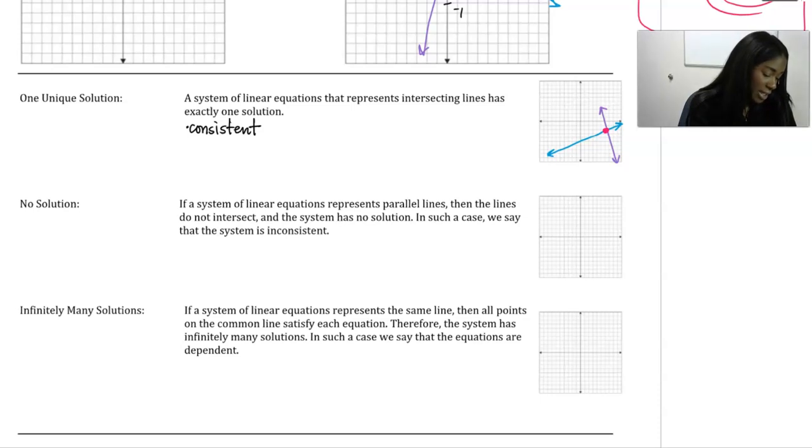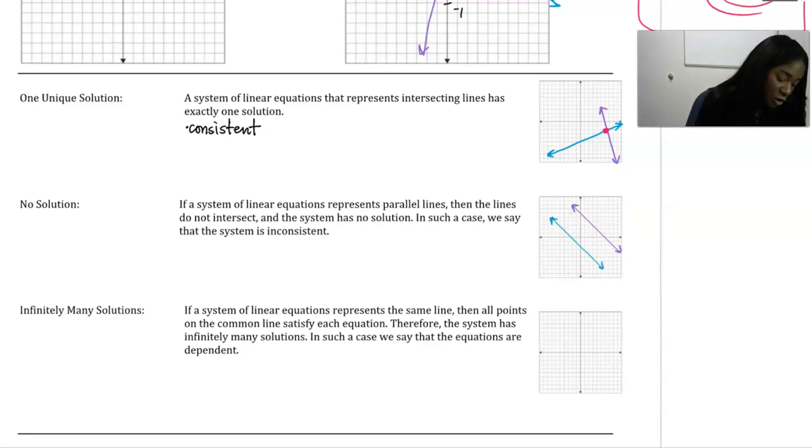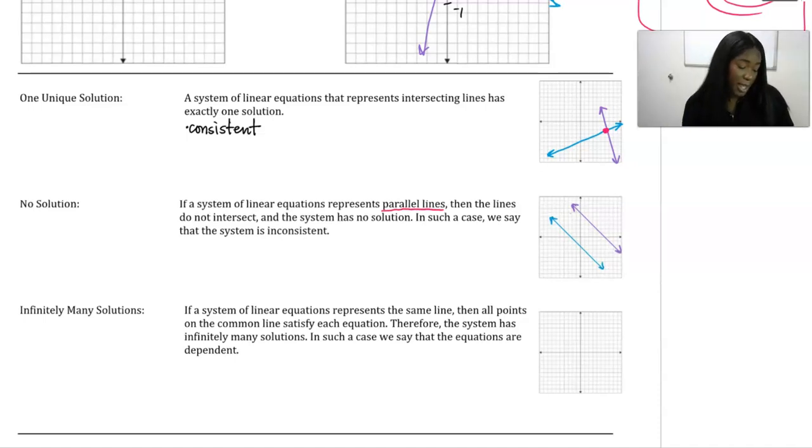Another scenario is that those two lines never intersect each other. So the first line could look like this, and the second line could look like this. Those two lines will never touch each other. If that is the case, then it must be that these are parallel lines so that they have the same slope. If we have a system with parallel lines that will never touch each other, that will never give us a point of intersection, that is said to be an inconsistent system. And the only way that's going to happen is if those lines have the same slope.